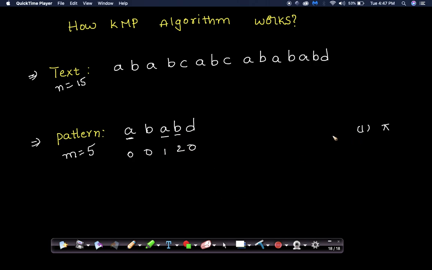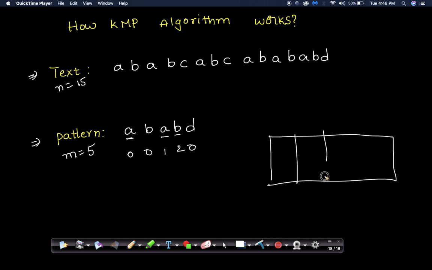Let's draw this as a table. This is my pi table. How many characters are present? 5 characters are present in this given pattern. And what are the characters? That is A, B, and D. And what are the values? That is 0, 0, 1, 2 and 0.